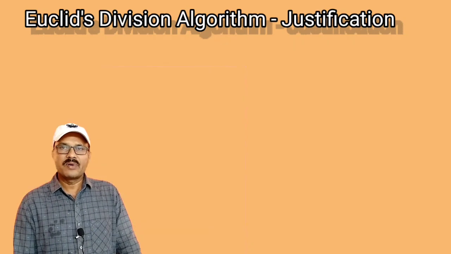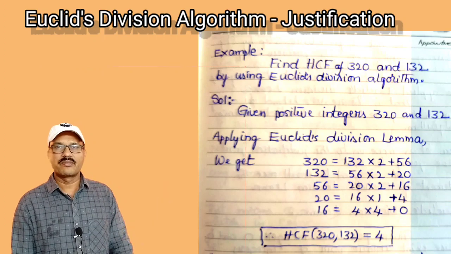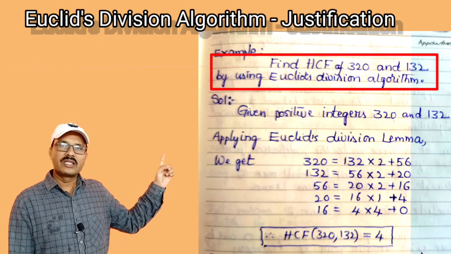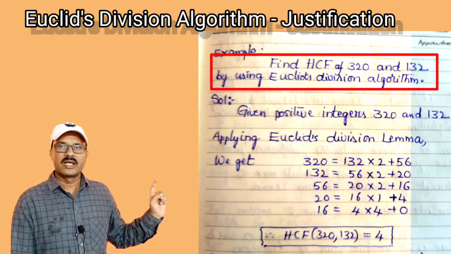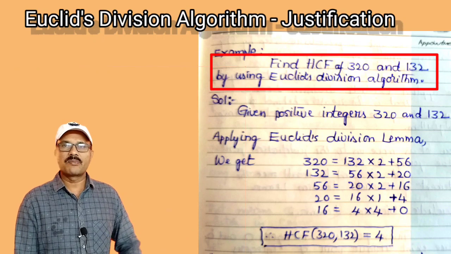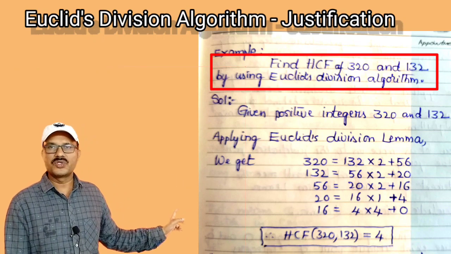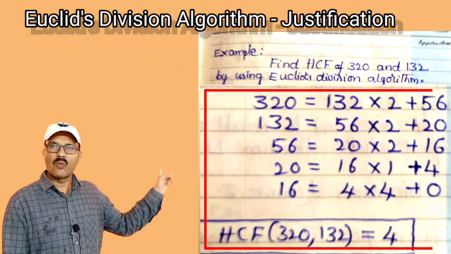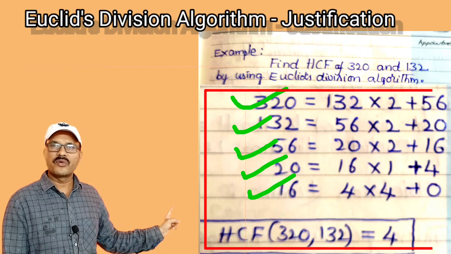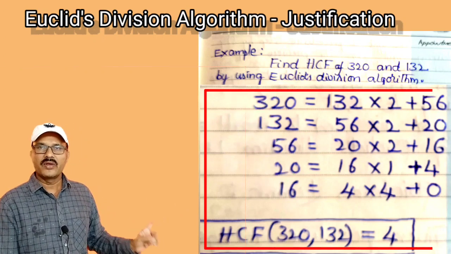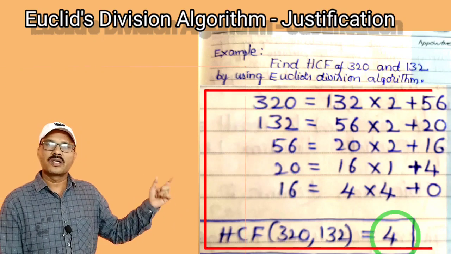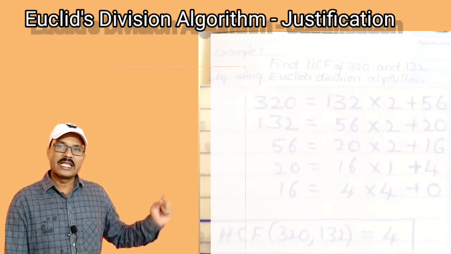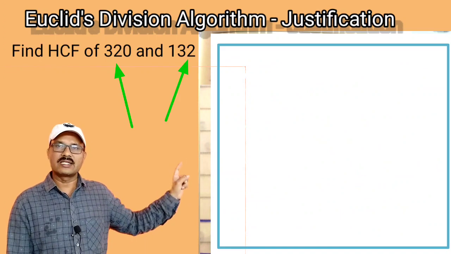Now let us take an example problem with the solution. The problem: find the HCF of 320 and 132 using Euclid's division algorithm. This is the problem and here we have the solution also. Here we can observe there are 5 steps: 1, 2, 3, 4 and 5. Finally we got the output 4, that is the HCF. Then what about the input? The input is 320 and 132.